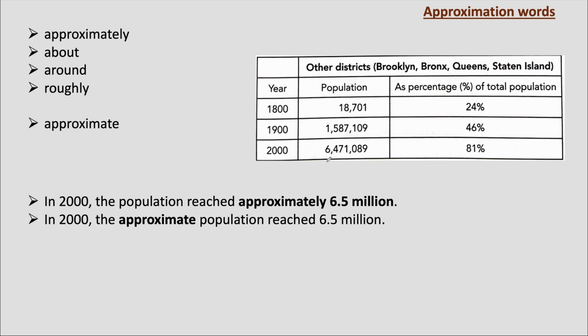We can also change the sentence structure and use the word approximate. For example, the approximate population was 6.5 million.